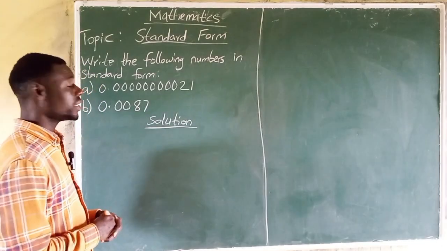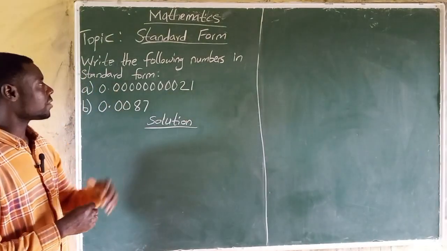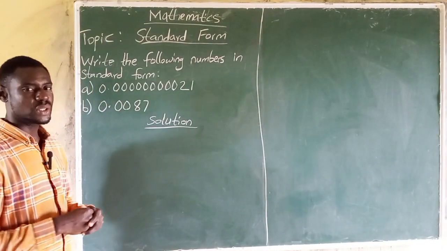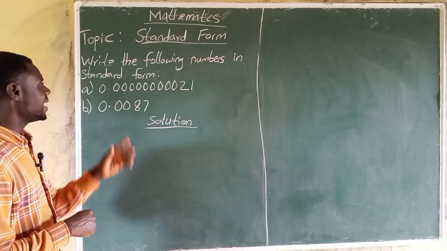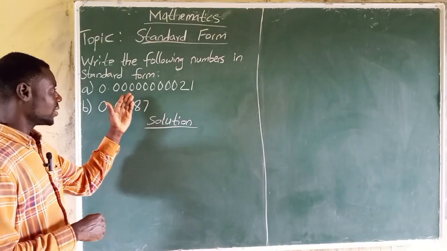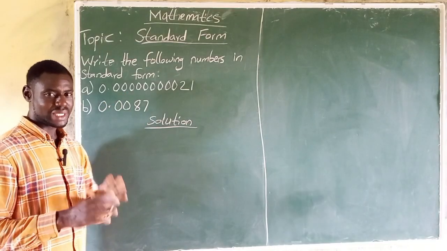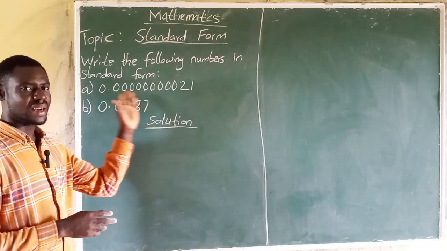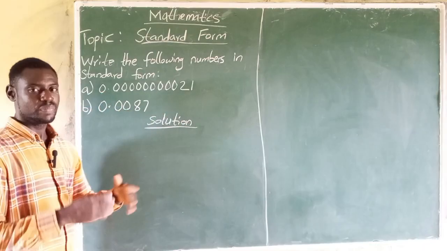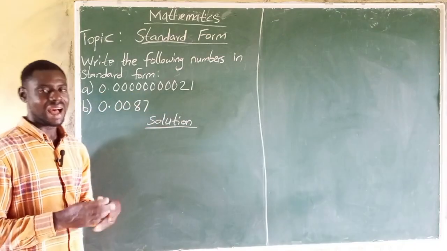We are still on the topic standard form. Now, the question given to us is that we should write the following numbers in standard form. Now, look, the numbers look complicated, but it's very easy to solve. The first one, which is A, is very long. The second one too is somewhat complex, but these numbers are less than 1.